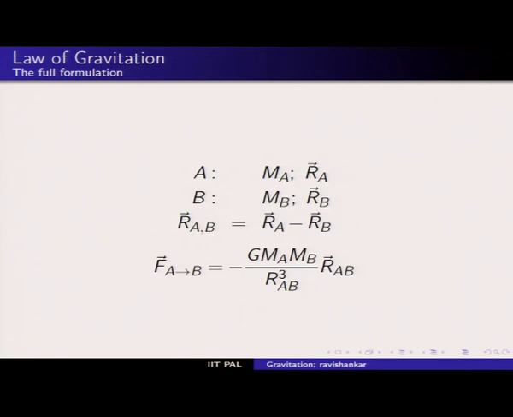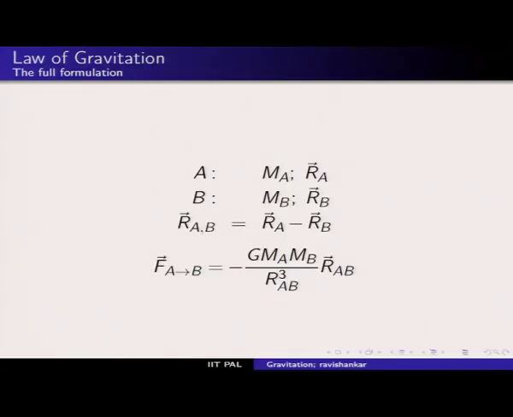So the first slide summarizes whatever I wrote on the sheets of paper. So there is a body A with a mass MA at a position vector RA, a body B with a mass MB located at a point RB. So what we do is to define the vector separating A and B, RAB equals RA minus RB, and then we wrote that the force exerted by A on B, that is very, very important. That is why I put the arrow. F of A on B is minus G MA MB by RAB cubed into vector RAB, which is what I denoted pictorially for you on that sheet of paper.